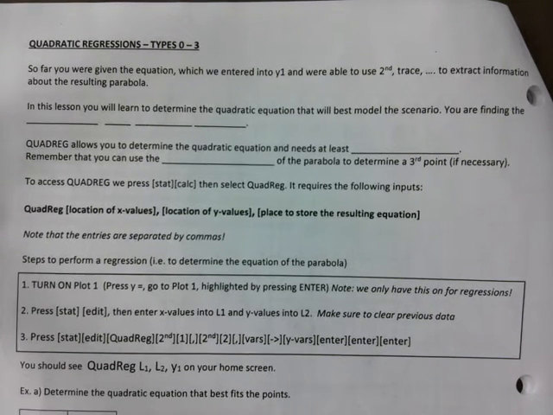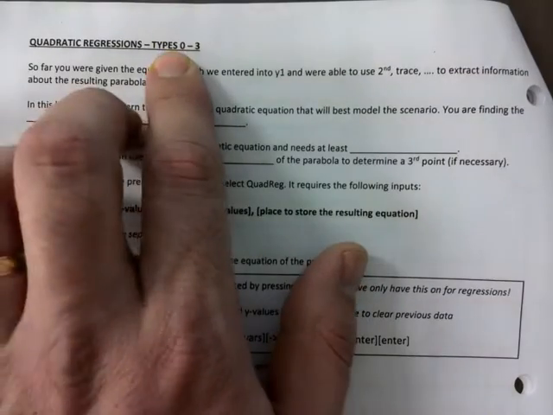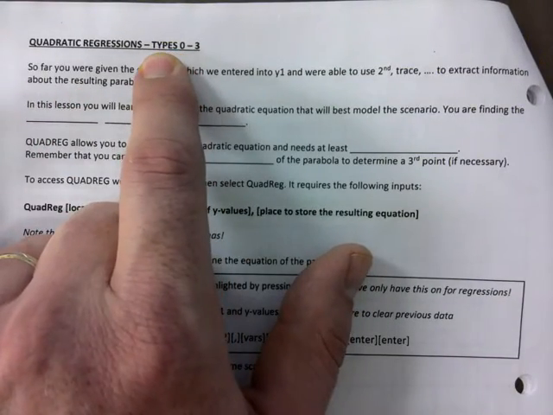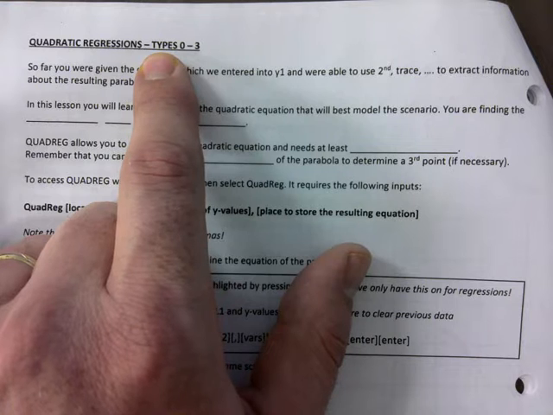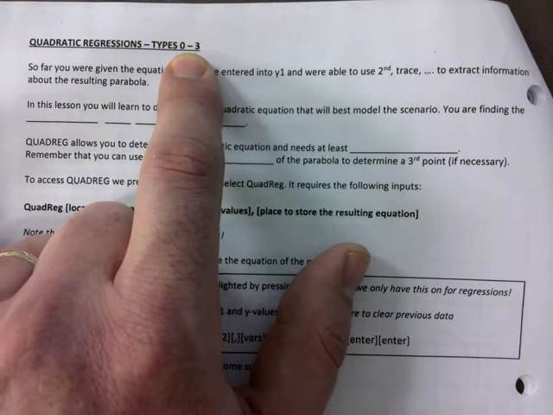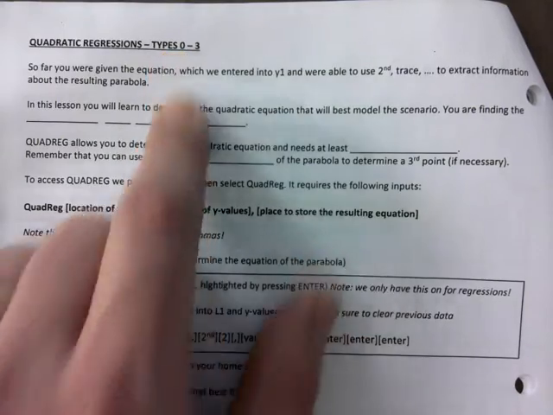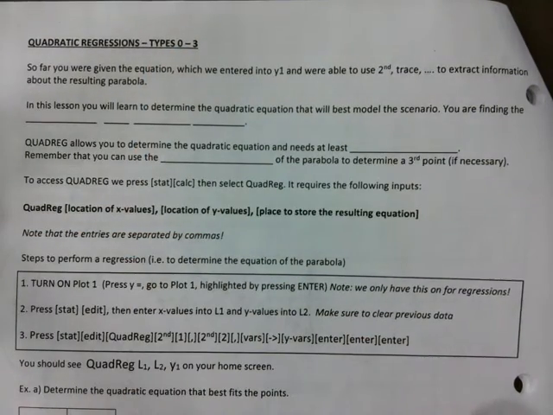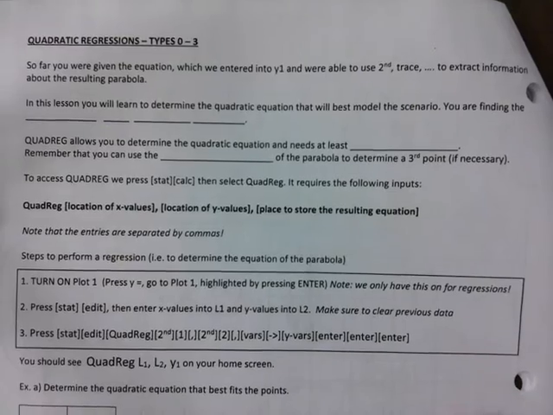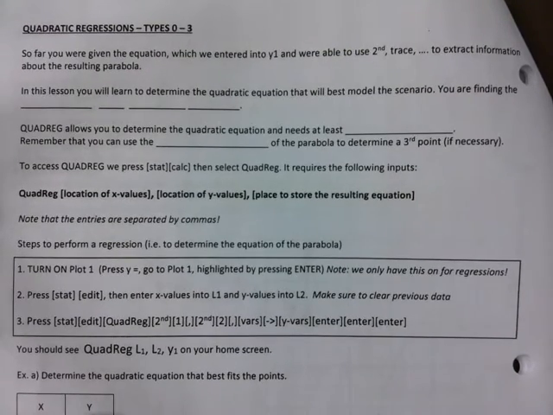So quadratic regressions. Once we learn how to do regressions, there are 4 types of regressions: type 0, 1, 2, and 3. We'll do one at a time, so basically 1 day per regression. And so just follow for now.